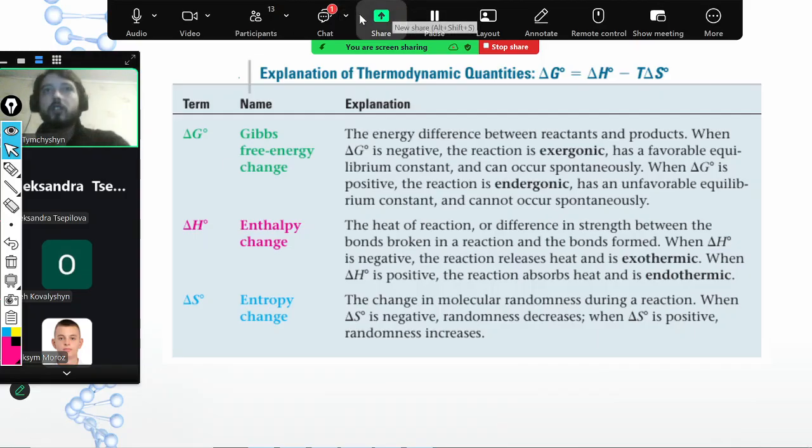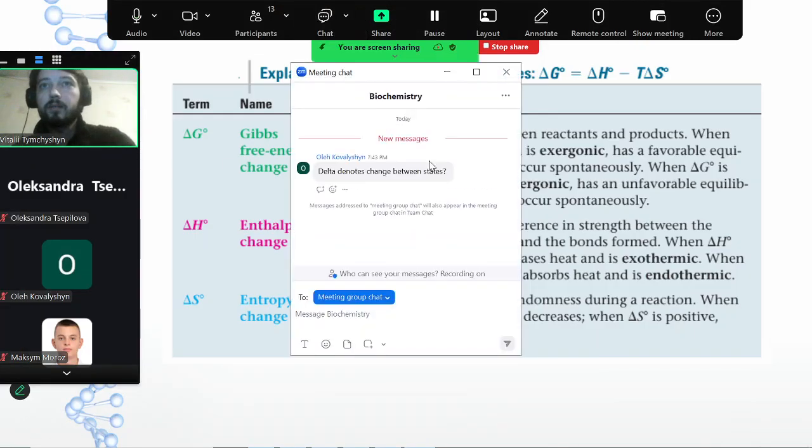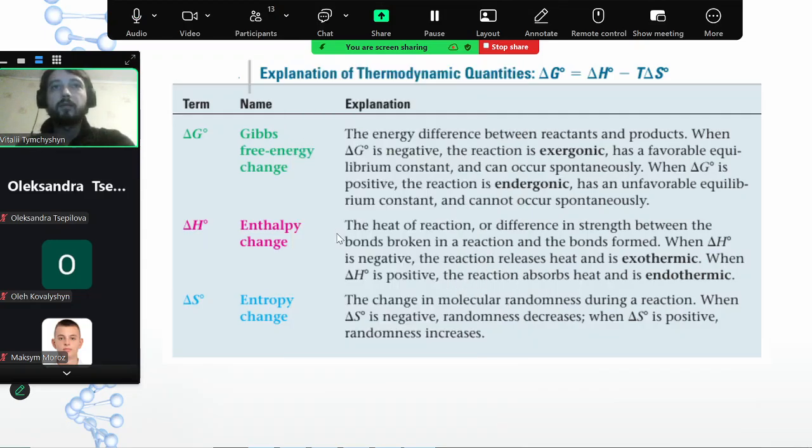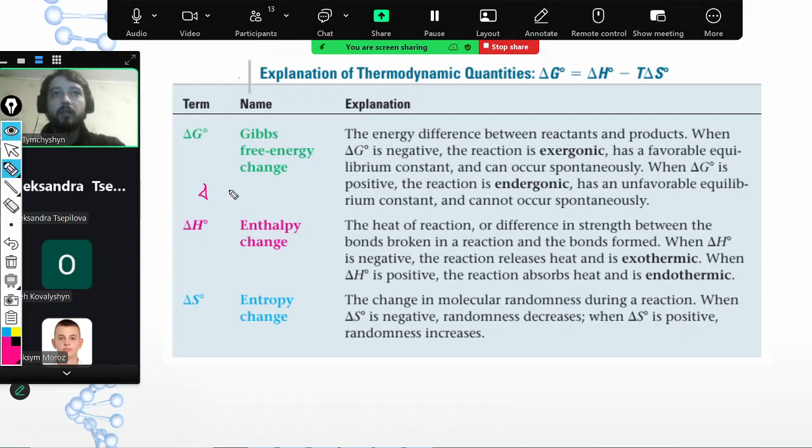Oh, I see chat. Yes. Delta denotes change. Yes, that's the difference between the final and initial state of the system. So we can write delta G like G final minus G initial.